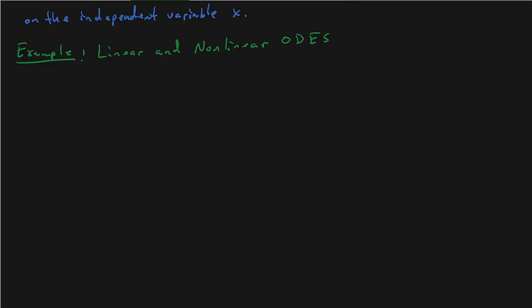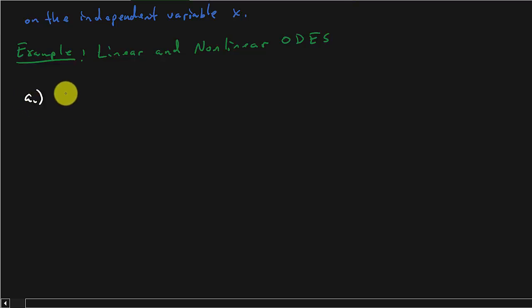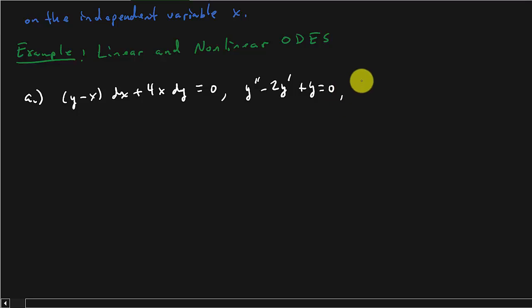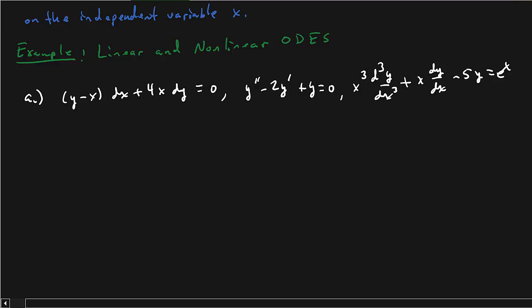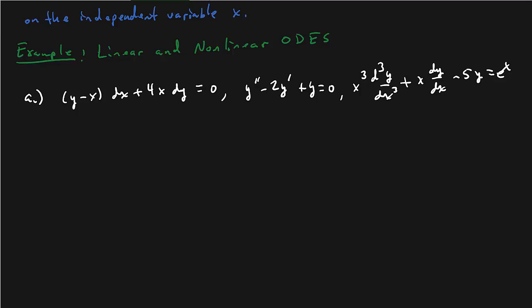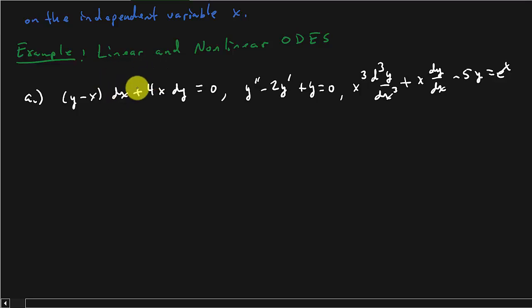All right, so let's suppose, part A, we have (y minus x) dx plus 4x dy equals 0. We have y double prime minus 2y prime plus y equals 0. And then we've got x cubed d3y, that's the third derivative, plus x dy dx minus 5y equals e to the x. Now, all right, these are all linear: this is a first order, this is a second order, and this is a third order linear differential equation.